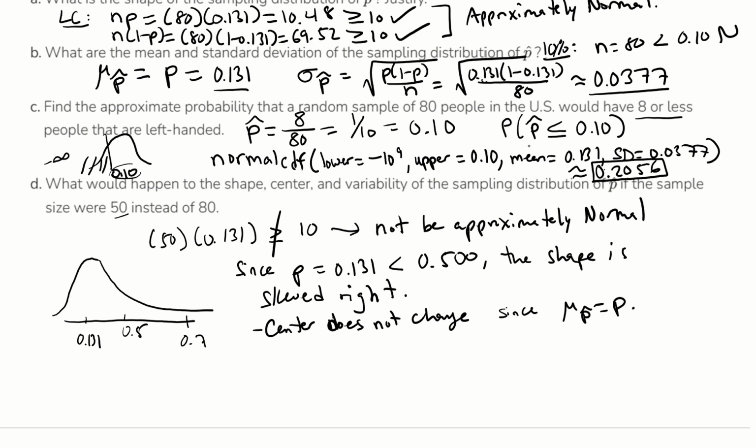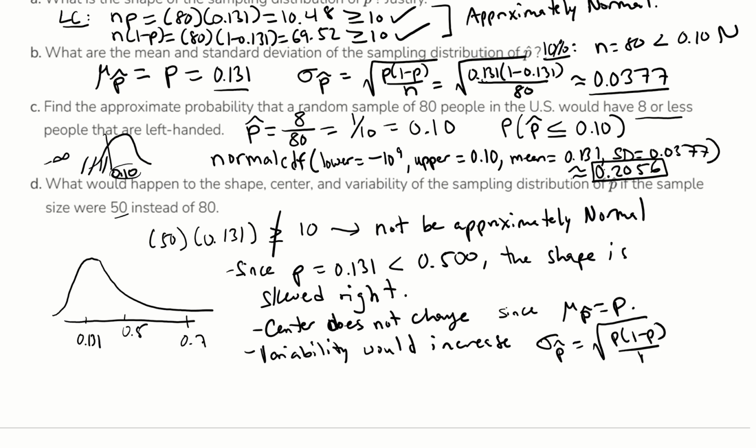And then, so we talked about the shape, we talked about the center, and then the variability. The variability is going to change though, right? So the variability would increase, because remember the formula for the variability. If this number is smaller, that means that the variability is going to be bigger, okay? It would increase, since the sample size is smaller.